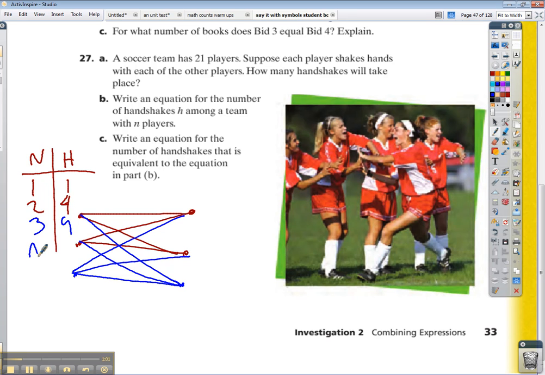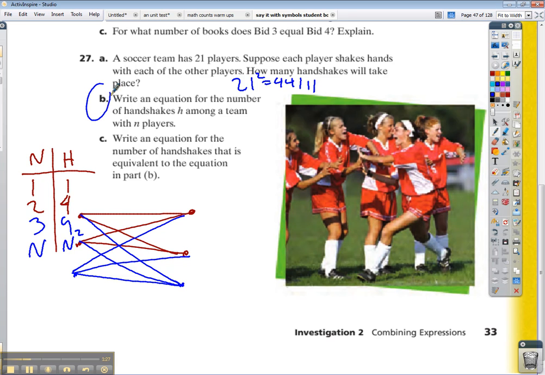Well, this just looks like the number of handshakes is n squared. So for 21 players, I do 21 squared, and 21 squared is 441? I'm not sure if I beat you on that one. It's pretty close. All right, so it's 441 handshakes.